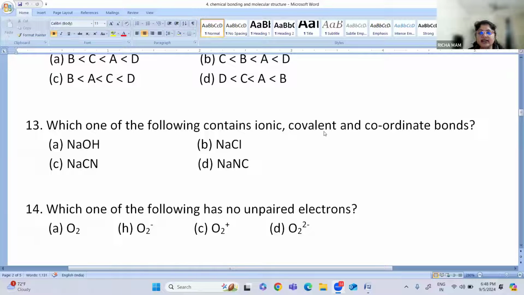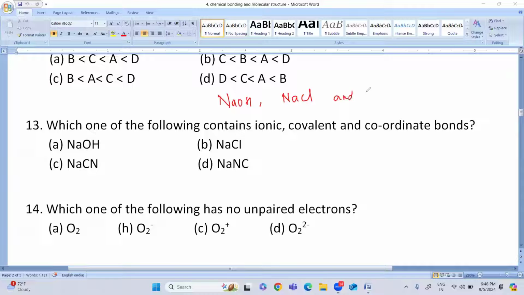Which of the following contains ionic, covalent and coordinate bonds? We know what is ionic, what is covalent, what is coordinate bond. When you see NaOH, NaCl and sodium cyanide: NaOH, NaCl is Na plus, Cl minus, right? It is an ionic bond. Then your sodium cyanide also Na plus, CN minus. So this is also your ionic bond.